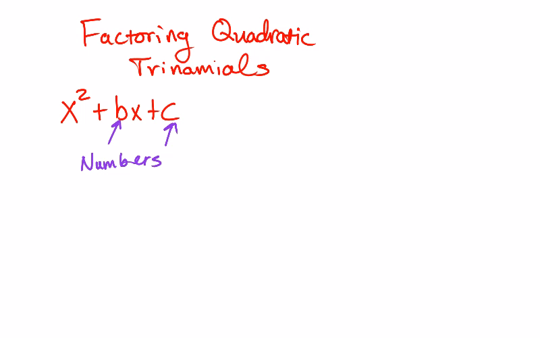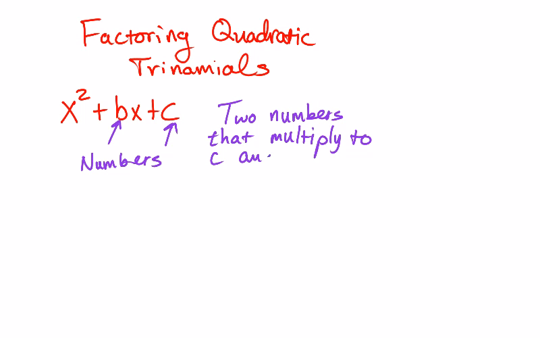And what you're going to do in order to factor it is you're going to find two numbers that multiply to c and add to b. And that's how you're going to be able to factor it.